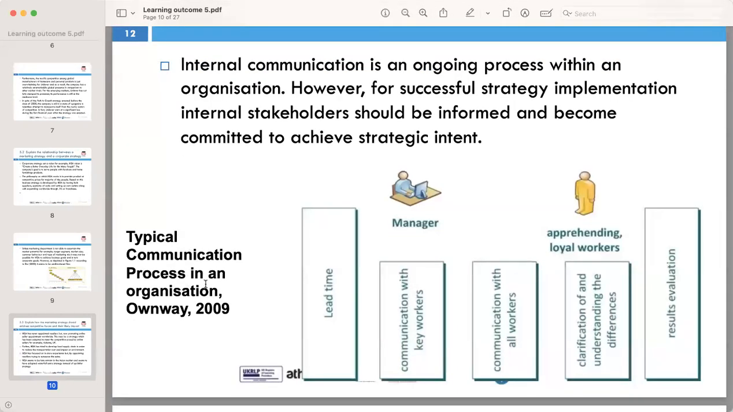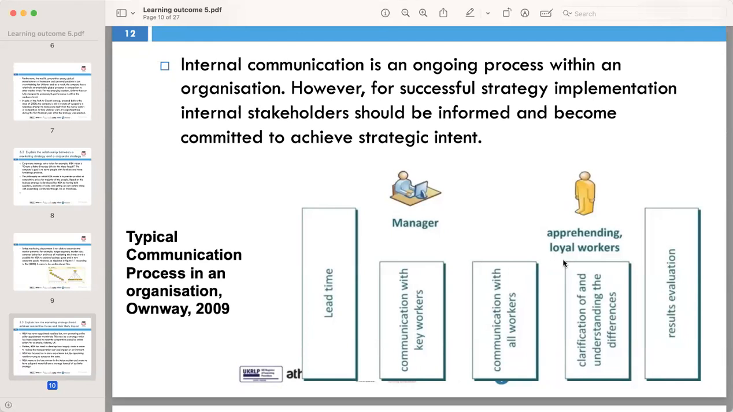So a typical communication process in an organization involves lead time communication with key workers, then with all workers, then clarification and understanding of the differences, and then results evaluation. So basically, developing an effective dissemination process is important to ensure that internal stakeholders are not only informed about the marketing strategy, but also committed to its success.